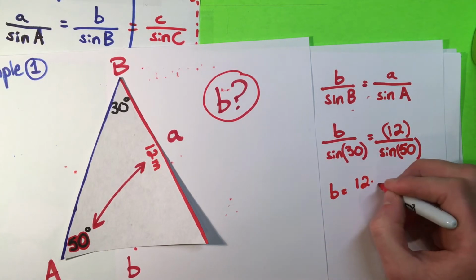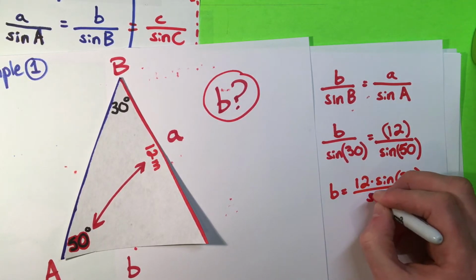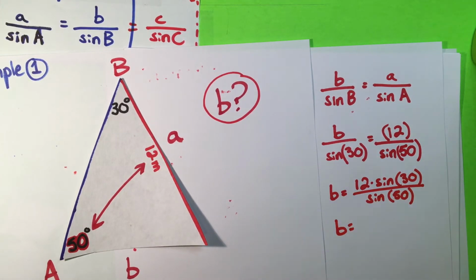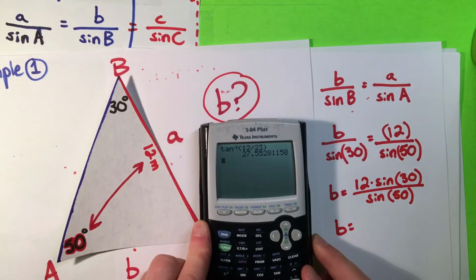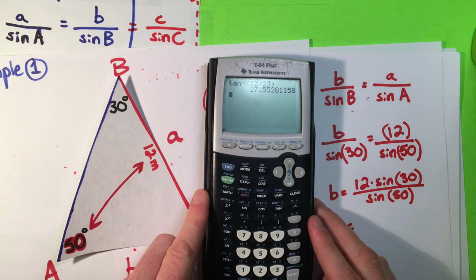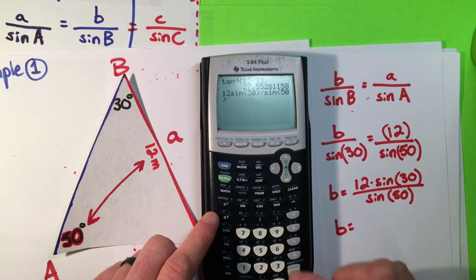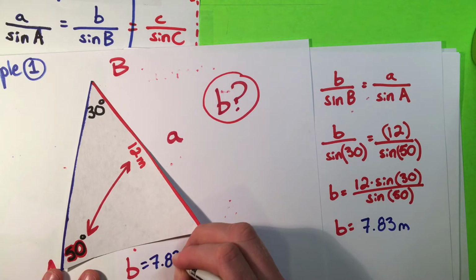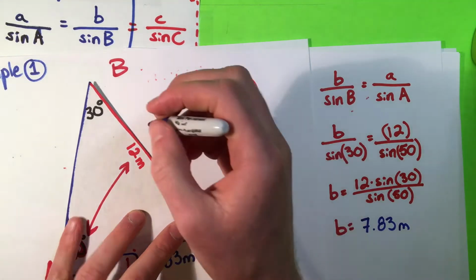Okay, so that sine 30 on the bottom is a problem. So we've got to get that to the other side. How we do that is we multiply by the whole of sine 30. We multiply it onto both sides, and that will make the left side disappear, and we'll add it on to the top of the right side. So we end up with 12 times sine 30 divided by sine 50. Let's type that in our calculator, and we get 7.83. And since it's a side length, since it's a small letter, we're going to write 7.83 meters. Not degrees, but meters, because it's across from that big B.